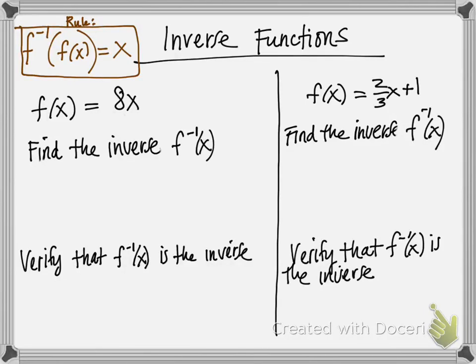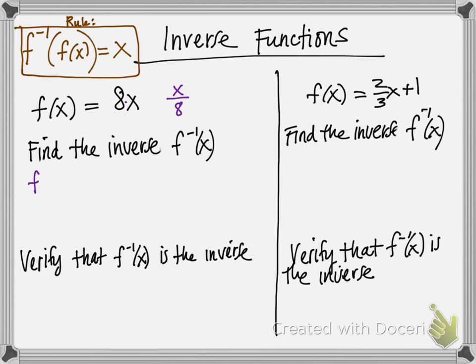For this first function, f of x is equal to 8x, we're going to find the inverse and then verify that it's the inverse using this rule here at the very top. So this is a pretty easy one to find the inverse of if you're thinking of it logically. So you start with x and then you multiply by 8. So then the opposite would be start with x and divide by 8, right? Or take 1/8 times x.